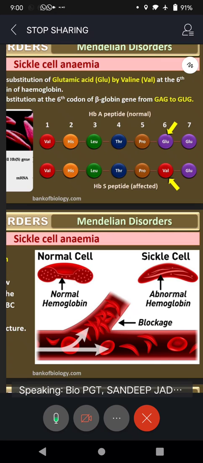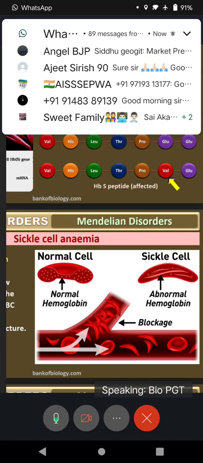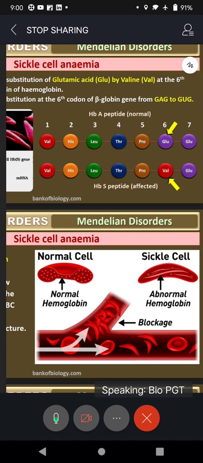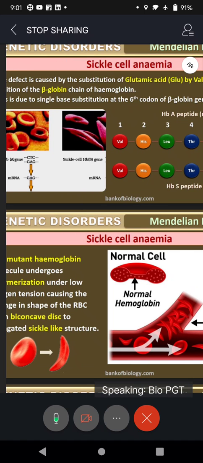Yes, histamine, leucine. All these are names of amino acids. So what you should remember here is the 6th position, and the 2 amino acids. Glutamic acid is substituted by valine. Where is the position? 6th position. Which chain? Beta chain of the hemoglobin.